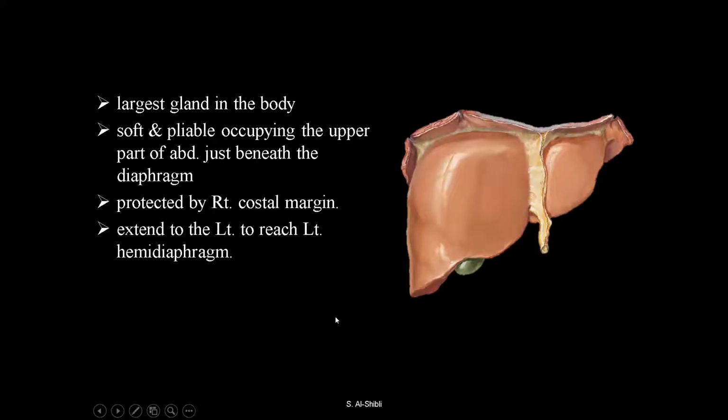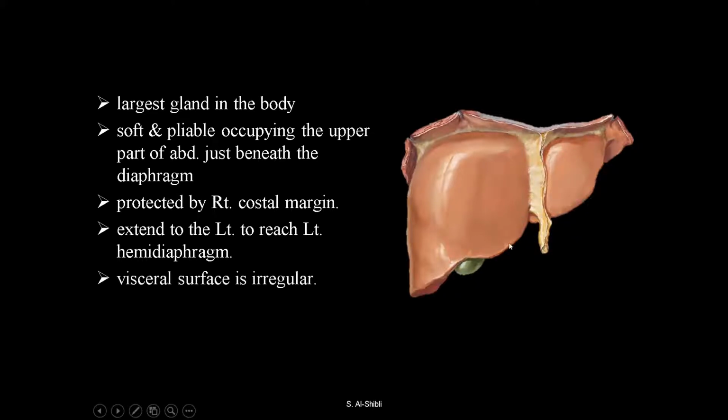by the costal margin. It is on the right side, but it also extends to the left to reach the left hemidiaphragm. As you see, this is the right lobe. The diaphragm is two domes. Each dome we call a hemidiaphragm. So it reaches the left hemidiaphragm, as you see here, by its left lobe.